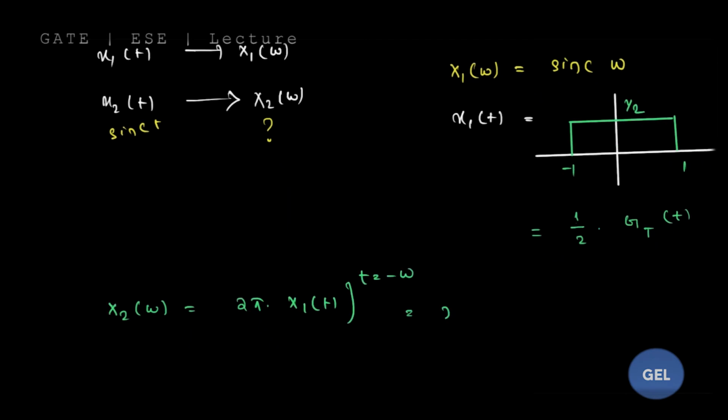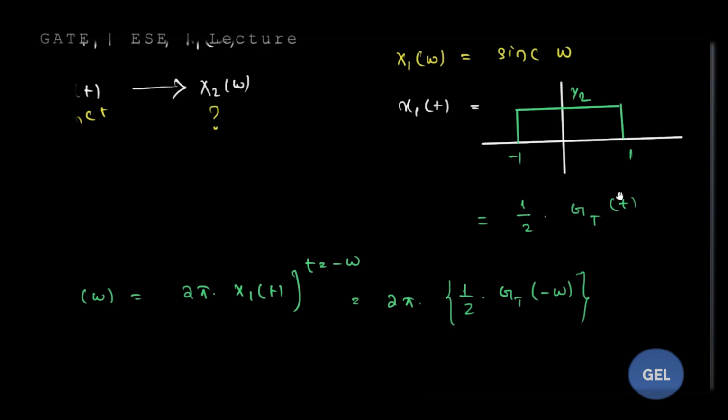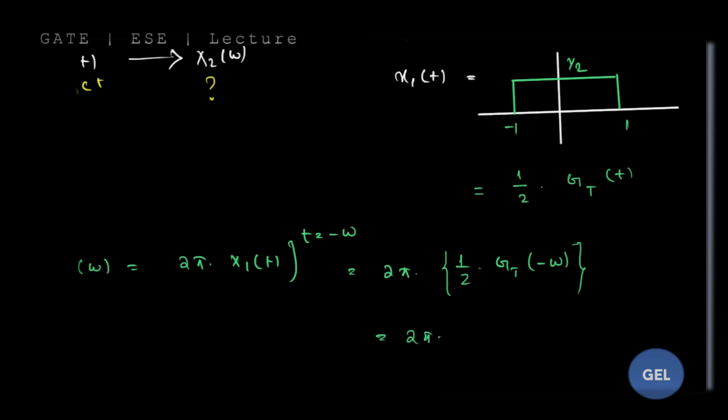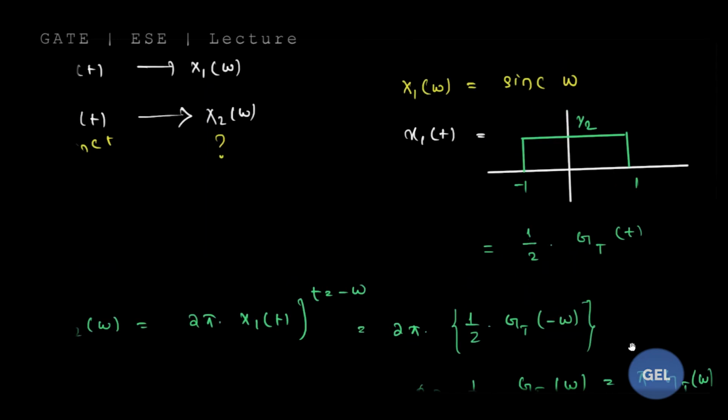Yes or no? So that implies 2π × 1/2 g(t − ω), like this. And we know g(t − ω) is an even function, so g(−ω) is 2π into 1/2 g(t, ω). Yes or no? The 2 will cancel out, so the answer will be π into g(t, ω). This is your Fourier transform of x2(t).